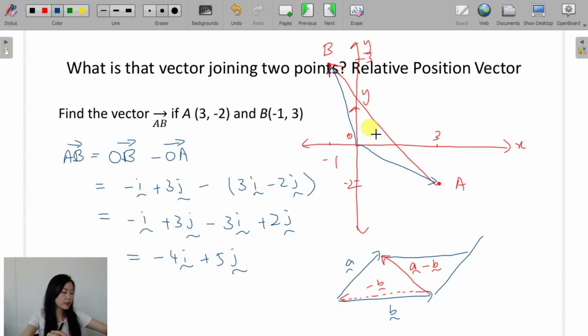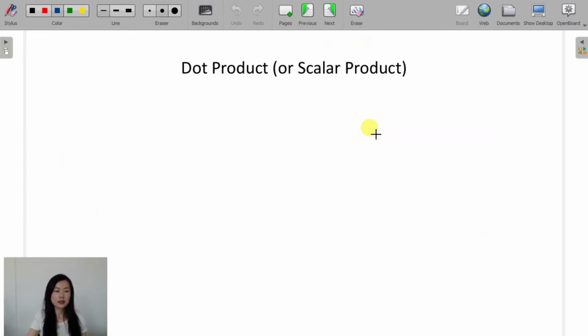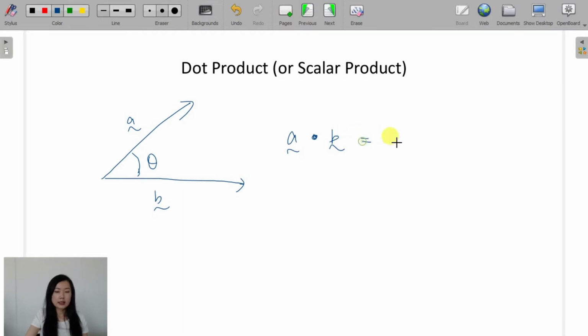Let's talk about the dot product. All right, dot product or the scalar product. There are two formulas for this. I'll talk about the first one. So if you have two vectors A, B, and you know the angle in between, then A dot B is magnitude of A, magnitude of B, cos theta. Okay, I'm not going to derive where this expression came from. For our purposes, just know that's the result.